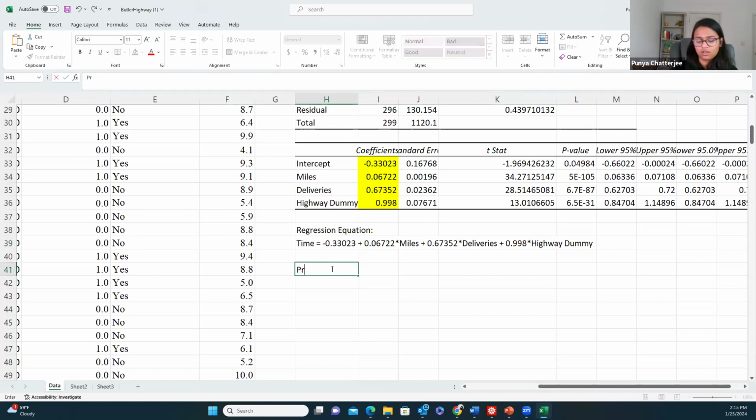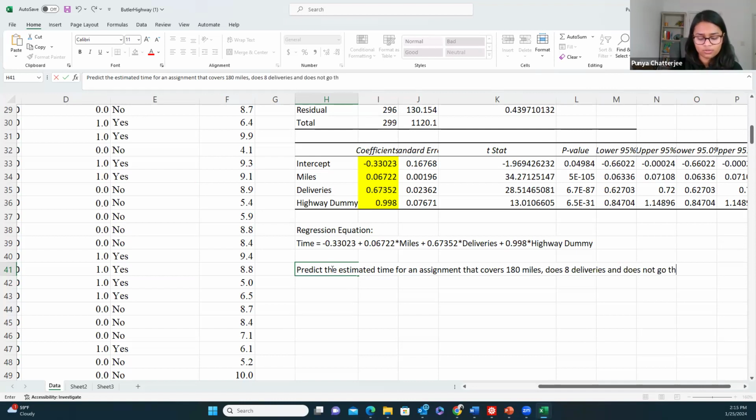So let's see. Predict the estimated time for an assignment that covers 180 miles, does 8 deliveries, and does not go through a highway during rush hour.